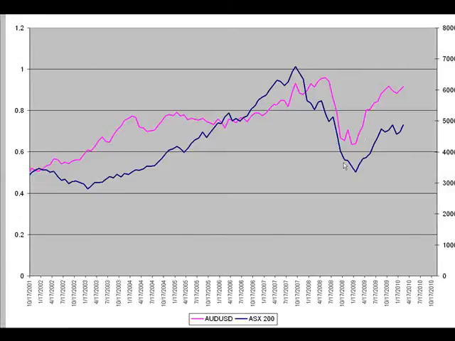And finally, we can compare the Aussie dollar, that's the violet line, and the blue line, the ASX 200 equity index. So over time, as the Aussie dollar rises, so does the ASX. As the Aussie dollar falls, the stock market also falls. Lately, we see two markets moving more or less in tandem with each other.